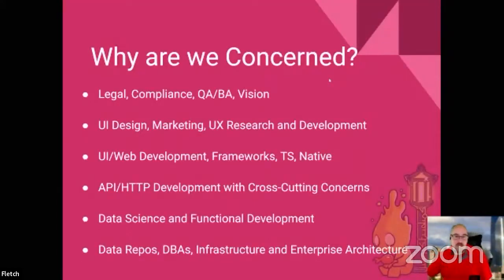So why are we concerned? This is just a recap, essentially, of that gradient. You've got legal, compliance, QA, UI design, marketing, UX research, development. You've got each one of these things. Let's just say UX research and development, or UI design, or one in the middle, functional development for the domain, data science. We'll say data science.